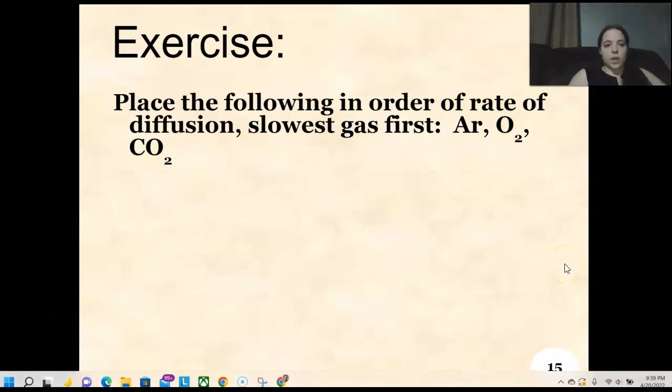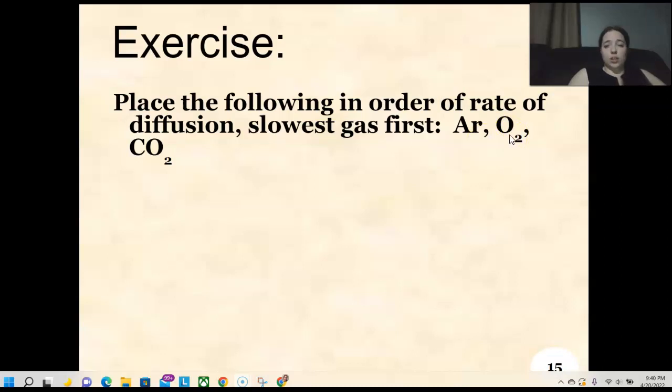So, real quick exercise. Place the following in order of rate of diffusion, slowest gas first. So, I'm going to find the molecular weight of all of these, and then I'm going to list them in order. So, argon is 40. How do I know that? I looked at my tables, and that is an element. So, argon has a molecular weight of 40.